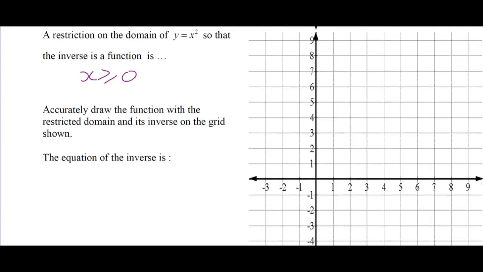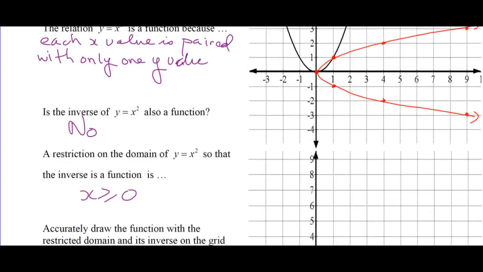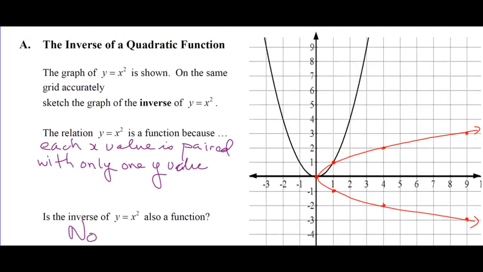Accurately draw the function with the restricted domain and its inverse on the grid shown. Okay, so the function with the restricted domain, I'm going to do in green. So it's really just going over top of this. Okay? And its inverse is only going to have positive values, right? There's no negative. Everything's positive here, so we'll just go and move that. It's blue. It doesn't want to do blue. So we'll just go in purple.